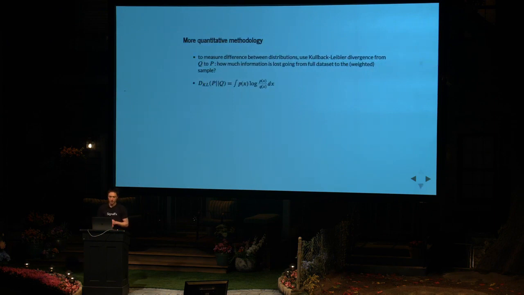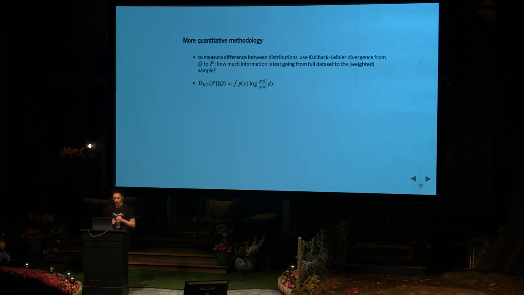So to measure the difference between these distributions, there are many methods. One method is to use the so-called relative entropy or Kullback-Leibler divergence. And this basically says how much information would be lost if I went from the full true data set to the sample. Okay, and there's a formula for it.